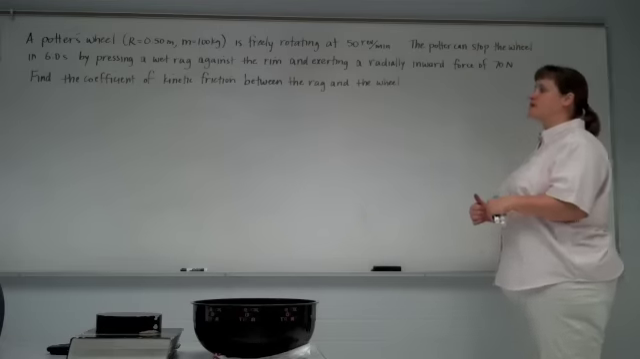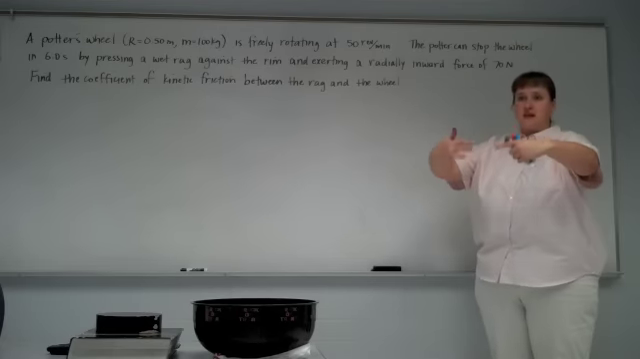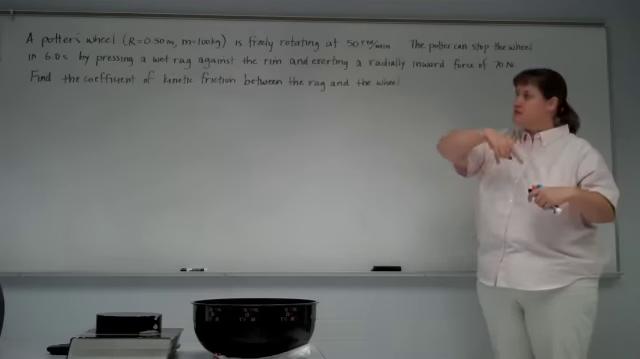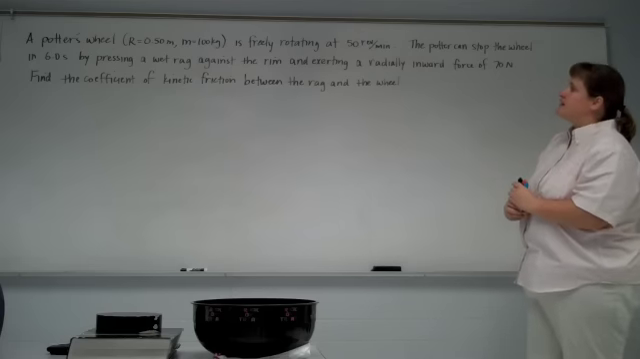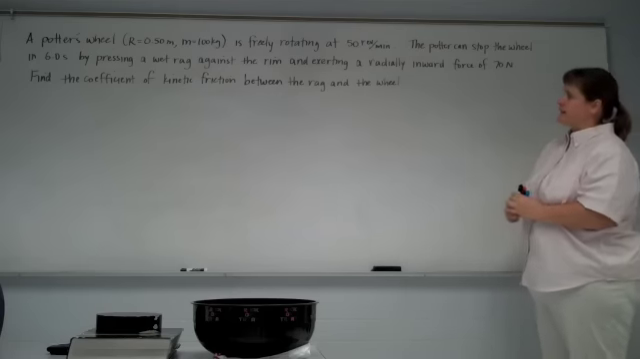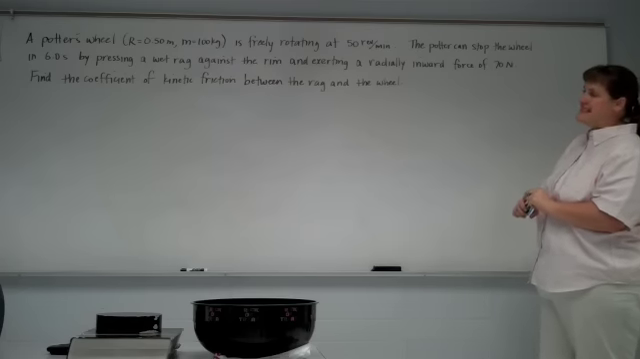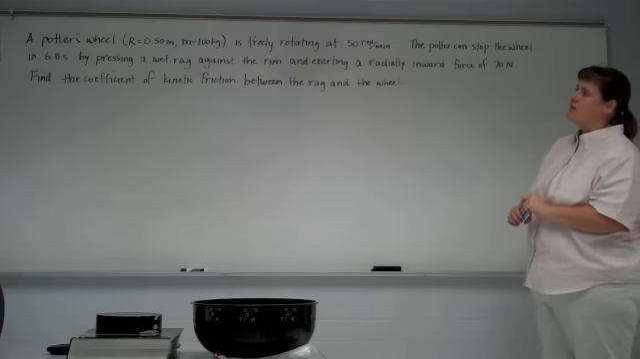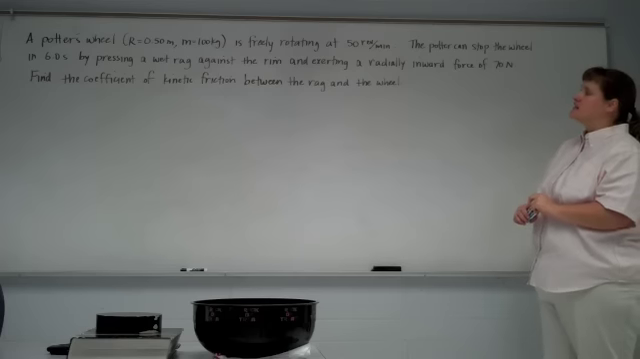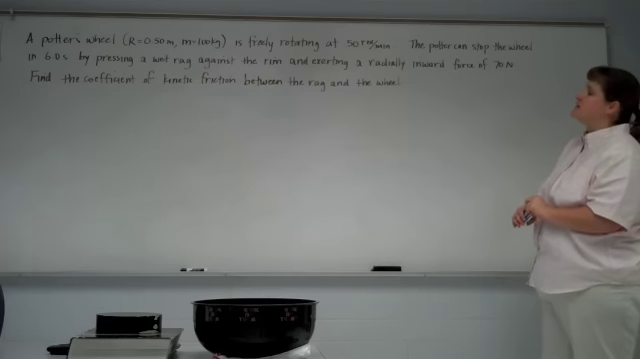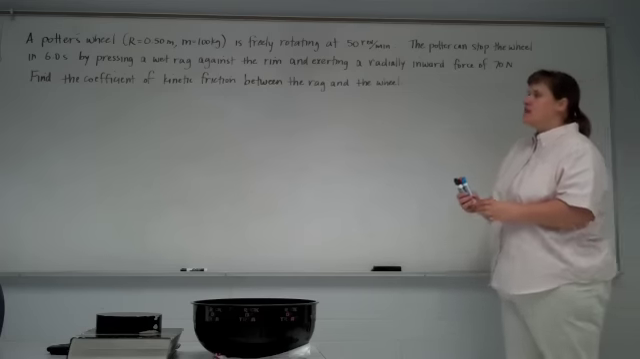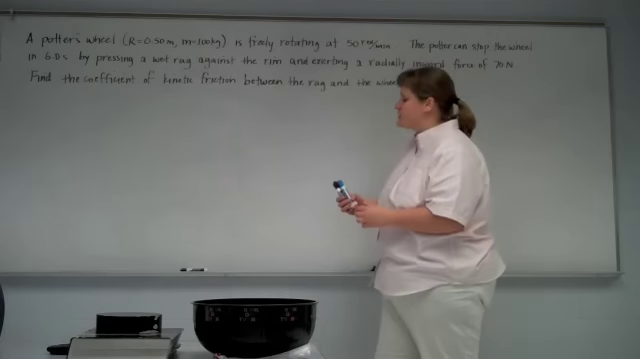So we have a potter's wheel, big old solid disc, rotates. It's freely rotating at 50 revolutions per minute. The potter can stop the wheel in 6 seconds by pressing a wet rag against the rim and exerting a radially inward force of 70 newtons. Find the coefficient of kinetic friction between the rag and the wheel.